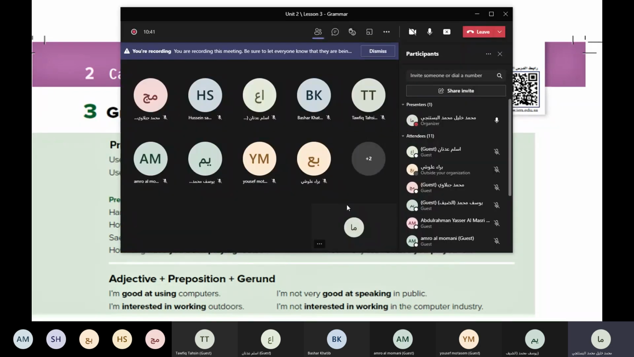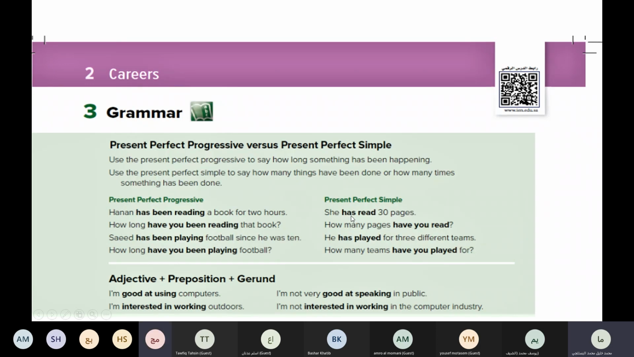Let me choose from the online. Yes, Muhammad Jablawi. Read here. Okay. She has read 30 pages. Good. You realize that here we focus on what? Focus on the number of things that have been done, the number achieved. Yes. So in the present perfect progressive, we focus on time. Good, but in present perfect, we focus on the number that we have achieved.